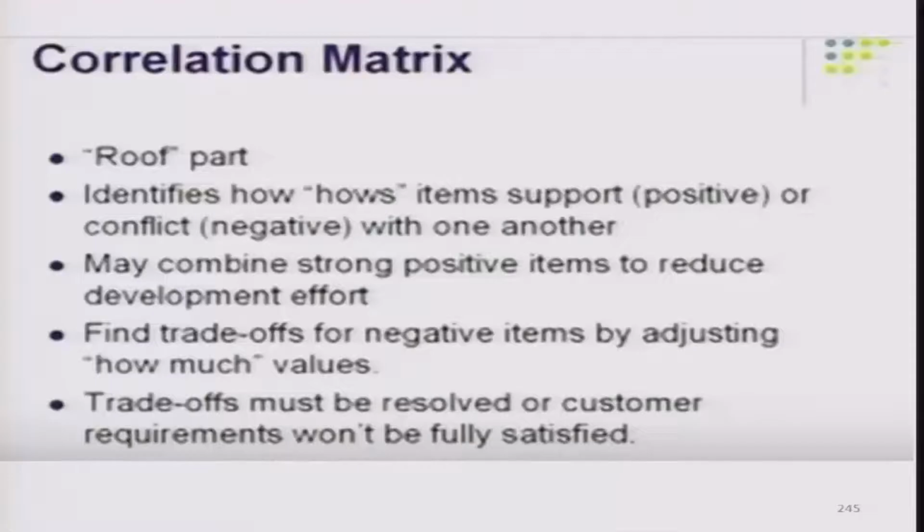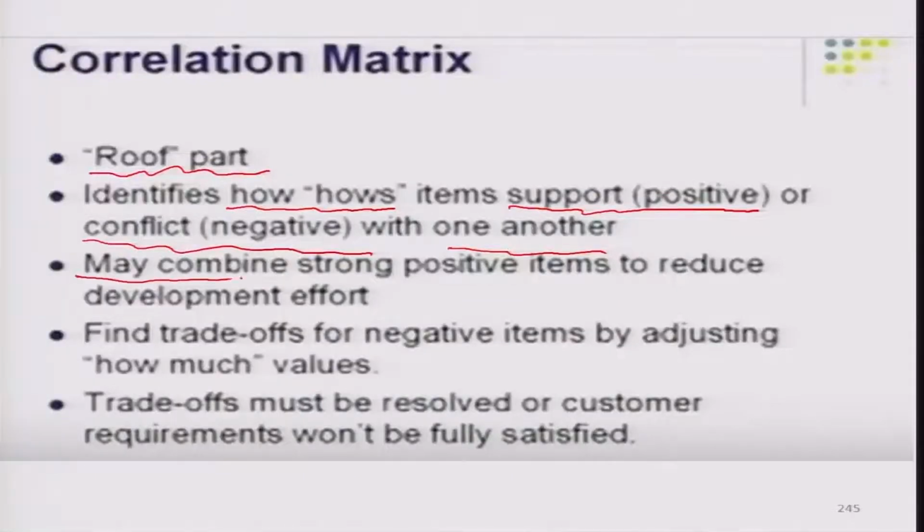So let's look at some of the key correlation matrices which are there as a part of the house of quality. One is the roof part, of course. This identifies the items' hows, and it's basically how versus how, and it gives either a strongly supportive positive correlation or a conflicting negative correlation with respect to one another. So these are going to give you an illustration of technical specifications which you may combine when you find two or more strongly positive items to reduce the development effort. Okay, so you can probably combine them together and not treat it as an independent entity.